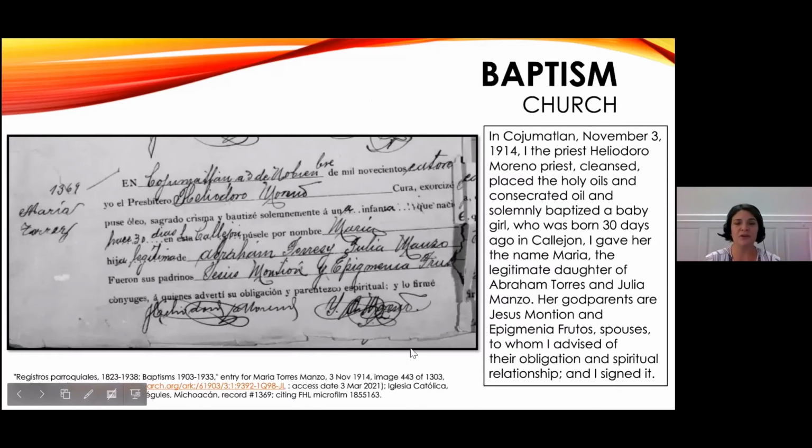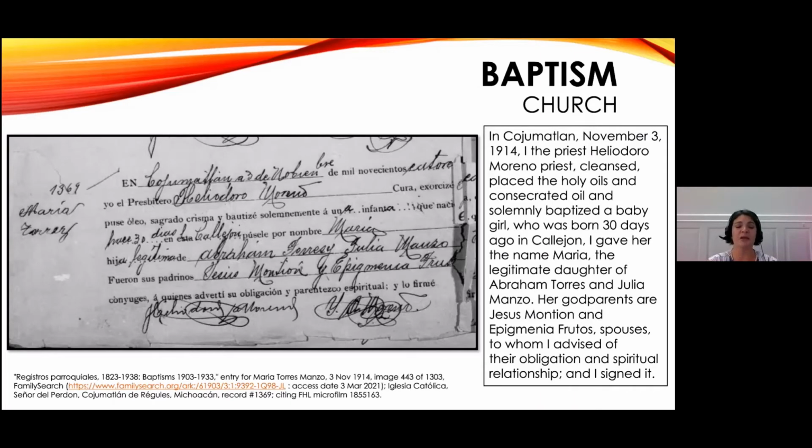So let's take a look at the records. I'm going to start off with baptisms. This baptism record is pretty easy to read. It's got a little bit of damage to the paper, but we can still make it out. So it's a printed form bound in a book that the priest would fill out. So we have standard phrases. We have the place, Kuhumatlan. We have the date, the 3rd of November, 1914. And the priest, Heliodoro Moreno.